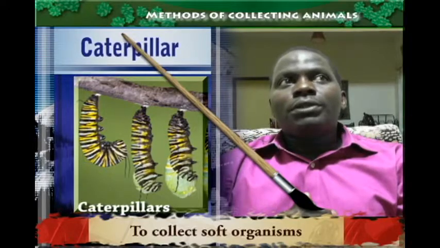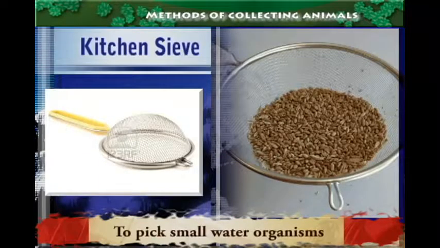Then we can use a kitchen sieve. A kitchen sieve can be used, for example, when we are picking something from a water body, like when an insect is in the water, we can use a water sieve.